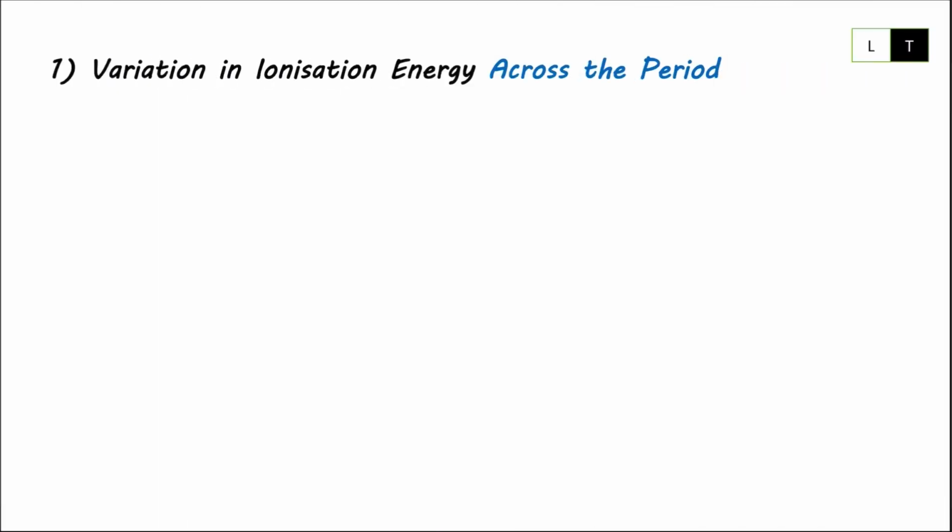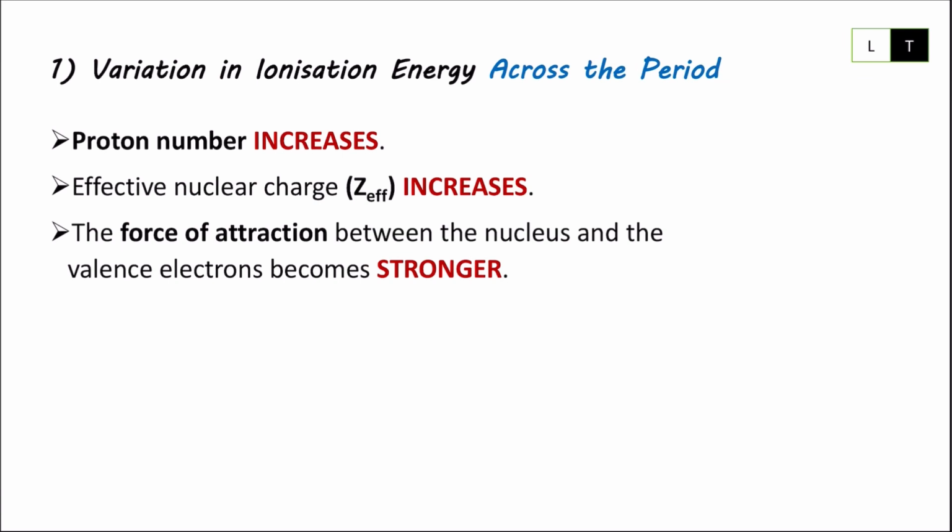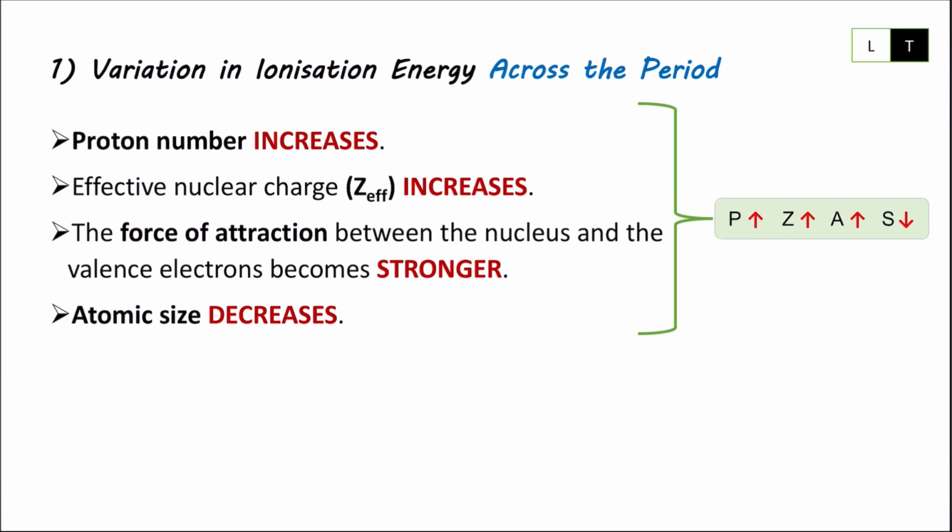Now let's focus on describing the ionization energy across the period. Across the period, you have increasing proton number. Then effective nuclear charge also increases. That makes the forces of attraction between nucleus and valence electrons become stronger. Hence, the atomic size decreases, or gets smaller. So these are all the points you have to write when describing the ionization energy across the period. And this is based on LAYOUT PIZZAS.